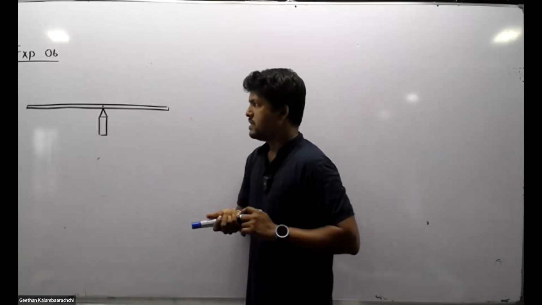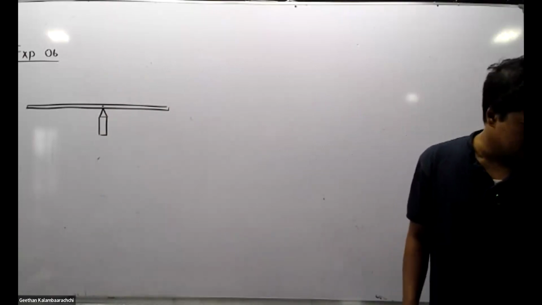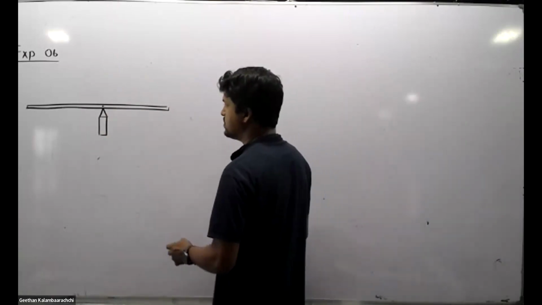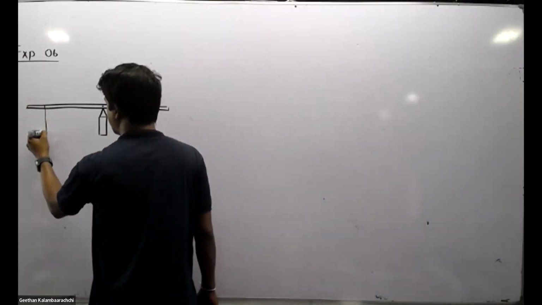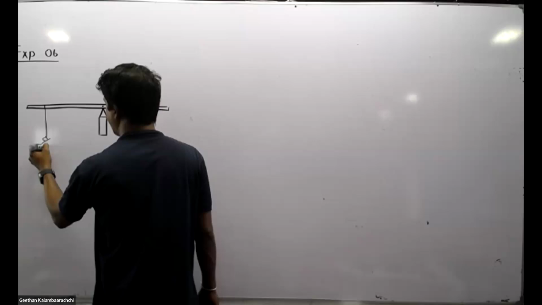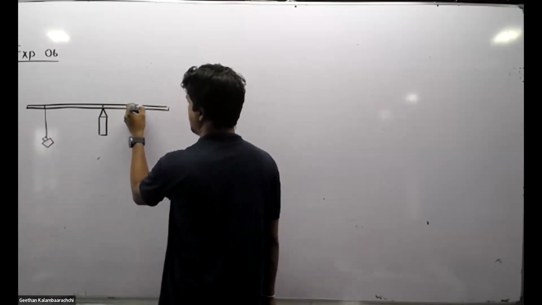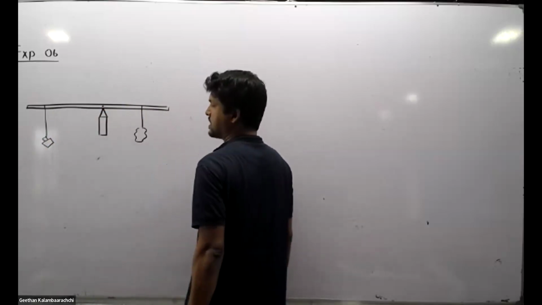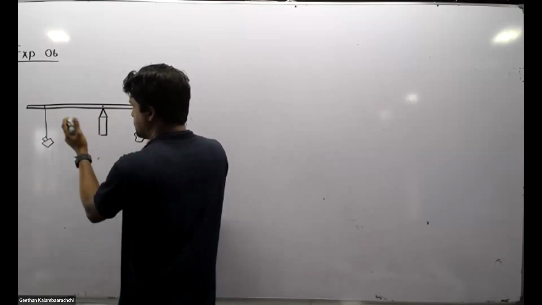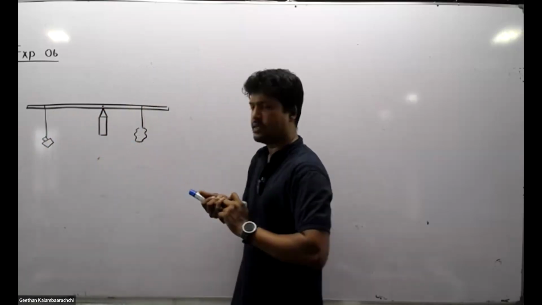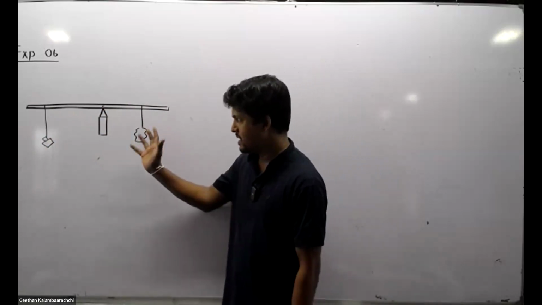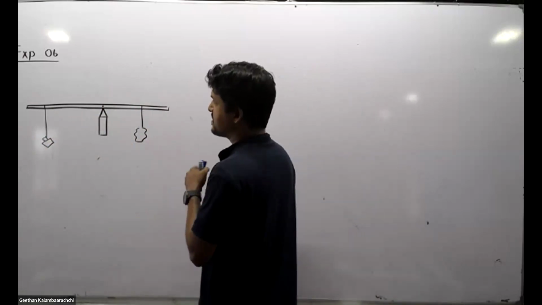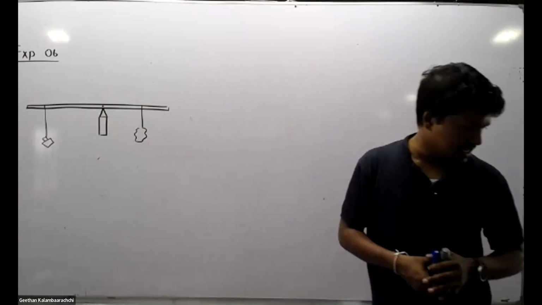Then you take your unknown mass, and also a known mass. You attach the masses with the help of a string, known mass here and the unknown mass here. Then you change the length until you get a balance point, the position where it balances without tipping over.